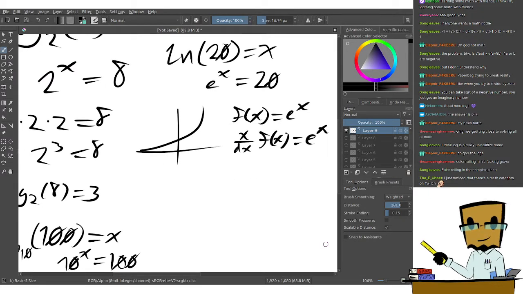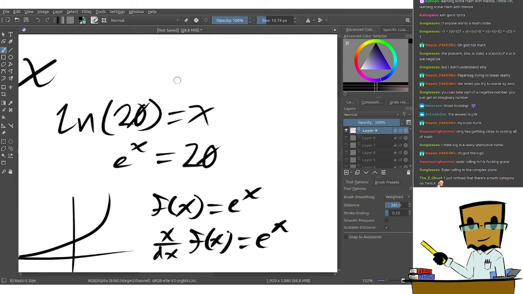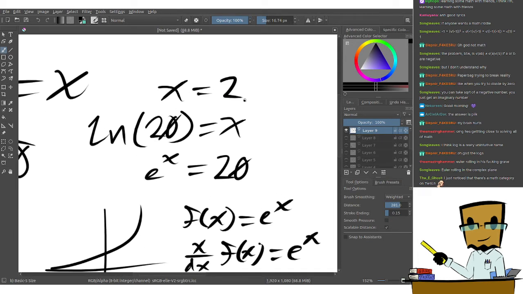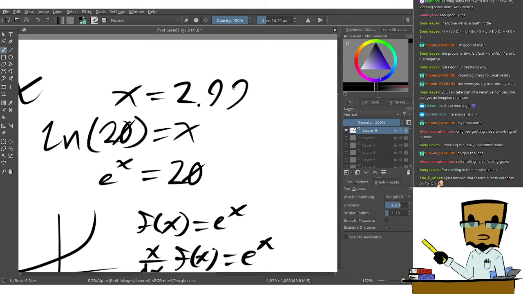Actually, I could find that rather easily. Let me just look up natural log. Google calculator. It does have a natural log button. So natural log of 20 is 2.9957. All right, we could round it up to 2.996.